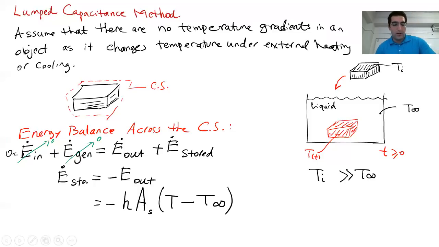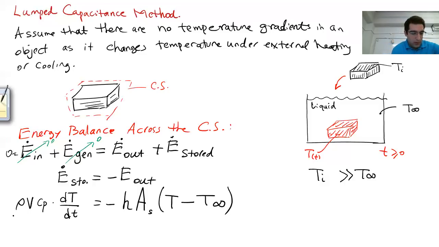On the stored rate of energy, we have rho, density, V, volume of the object, Cp, specific heat capacity of the object, and dT over d time, the variation of change inside the object as a function of time. By the way, rho times V gives us mass, M. So the left-hand side is nothing but M Cp dT over d time.